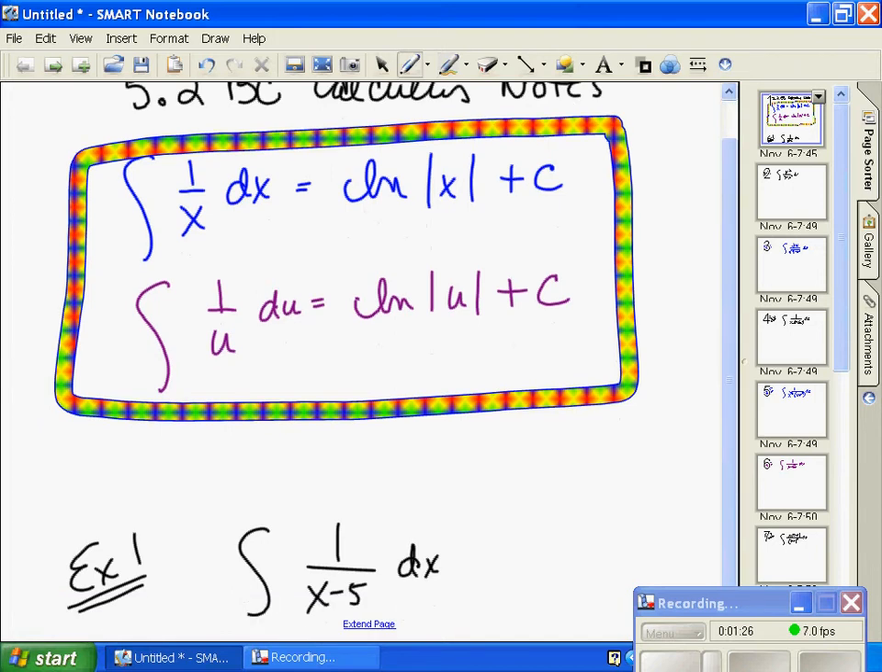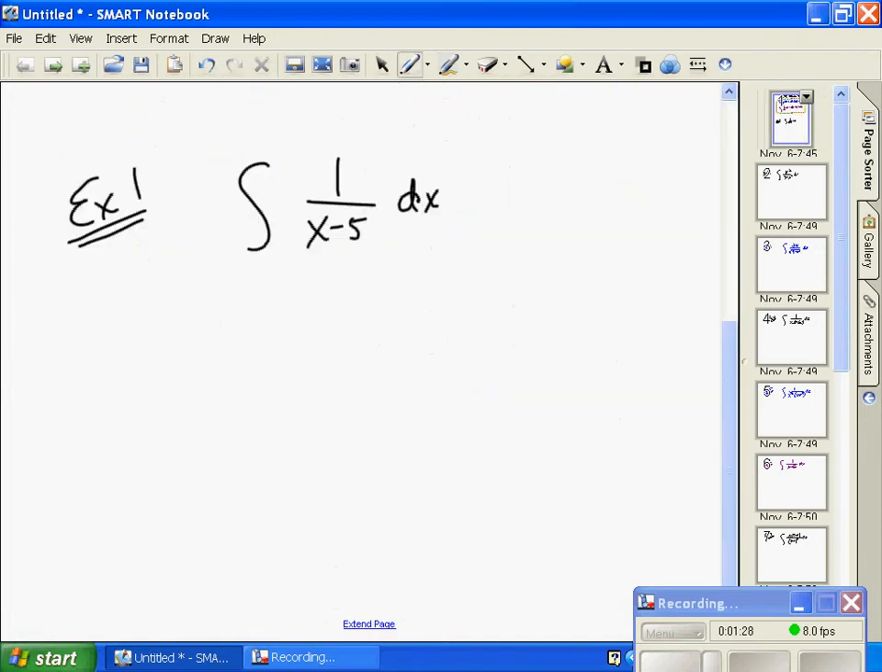And here we go. Example 1. If I just have the integral of 1 over x minus 5 dx, again we're using substitution where I'm going to let u be equal to x minus 5. And I continue finding du, which is just going to be dx. So substituting in, I'm going to rewrite this as 1 over u du because dx is the same as du.